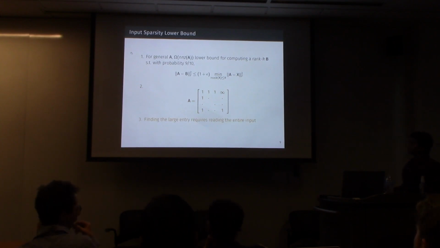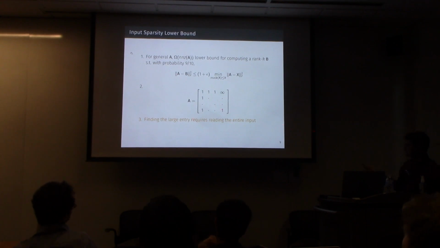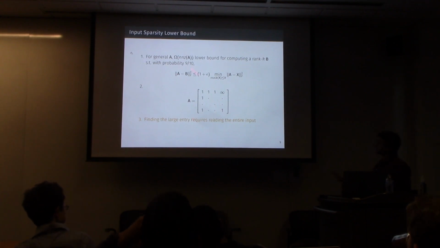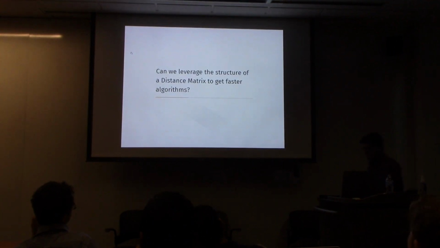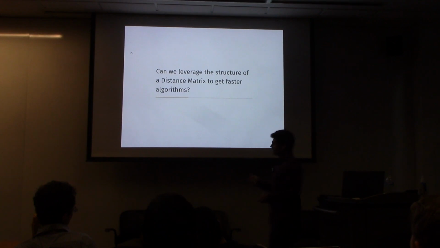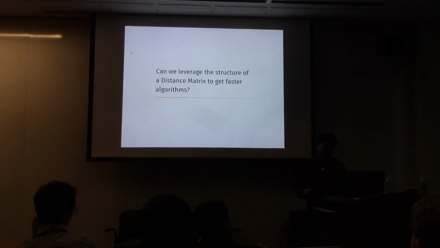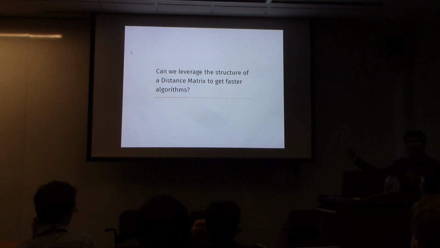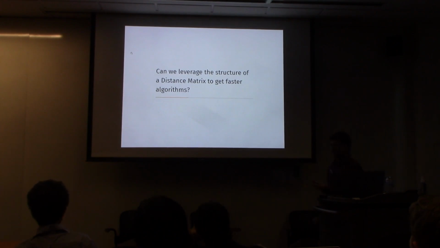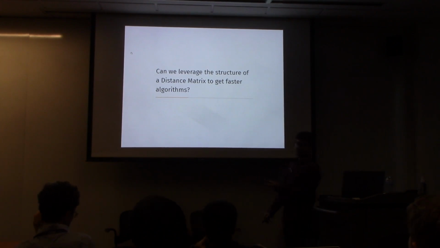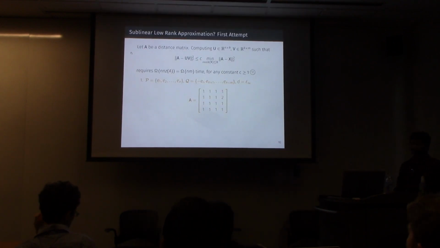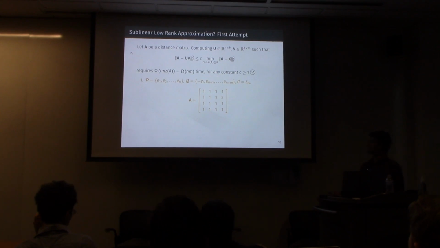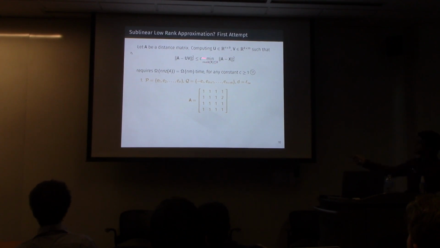Okay, so like I said, finding the large entry requires reading the entire input, which is basically linear time, also known as nnz(A) in this notation. So the central question that we look at in this talk is: if you know that your input is coming from this nice family, which is a distance matrix, can we get faster algorithms? Can we beat this lower bound? And it turns out that we can't. So let's just go home. Okay, so why not? We show that a similar result holds here.